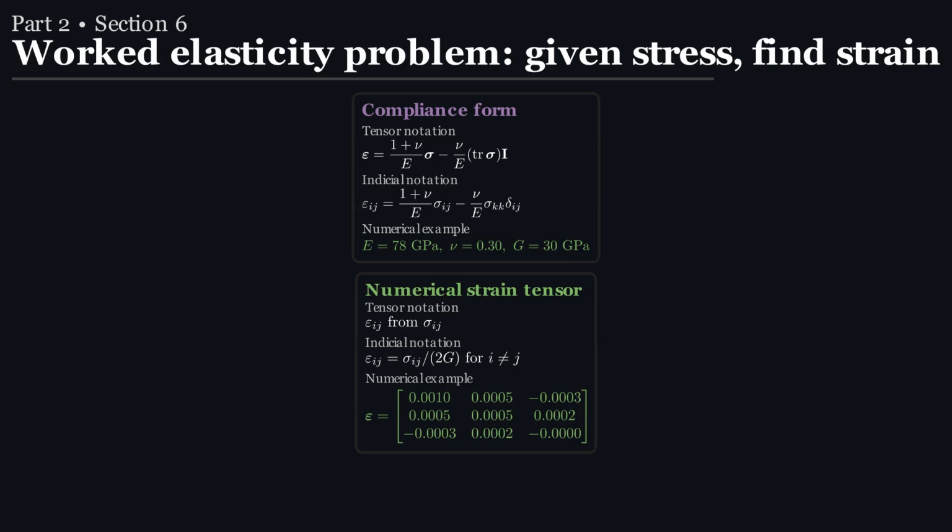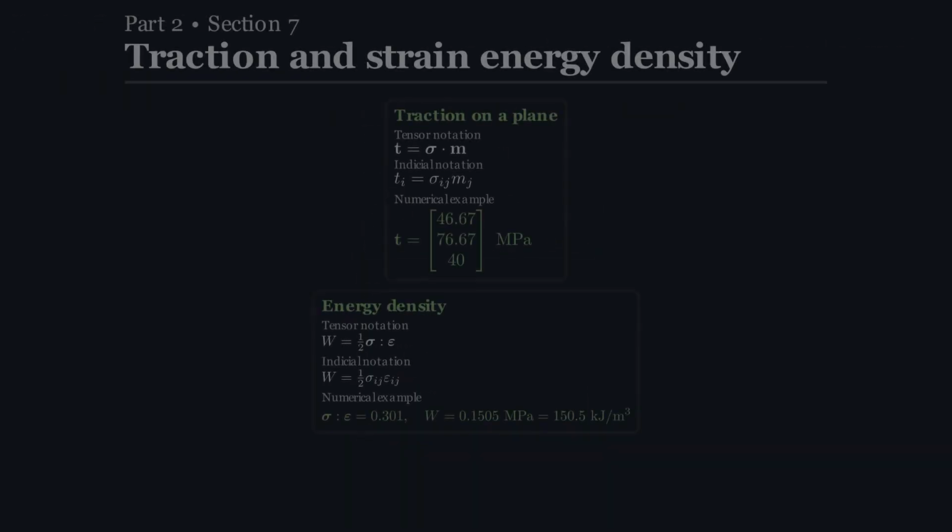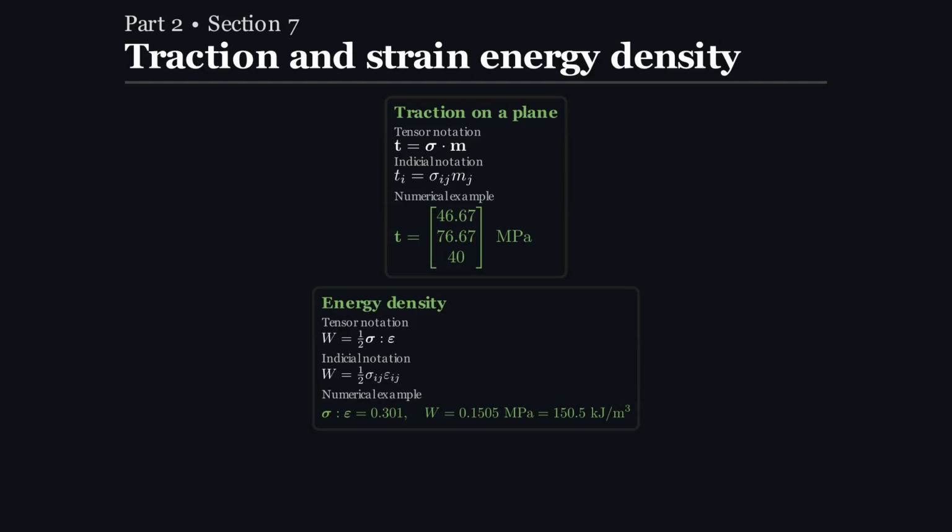Traction is the stress tensor acting on a plane normal, while strain energy density comes from the double contraction of stress and strain. Again, the sequence is tensor form, indicial form, then the numerical evaluation.